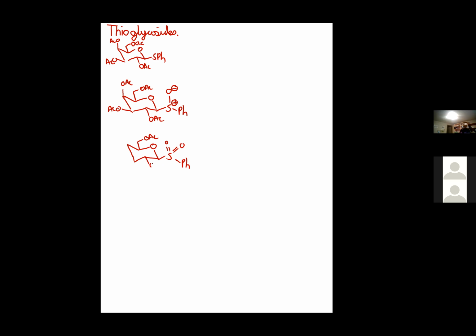You can draw that middle one with a dative bond between the sulfur and the oxygen if you like. That's fine. It's correct to draw it as a single bond the way I've done it there. It's really both decent ways of saying it. So this is a thioether, or a thioglycoside. This is a glycosulfoxide.